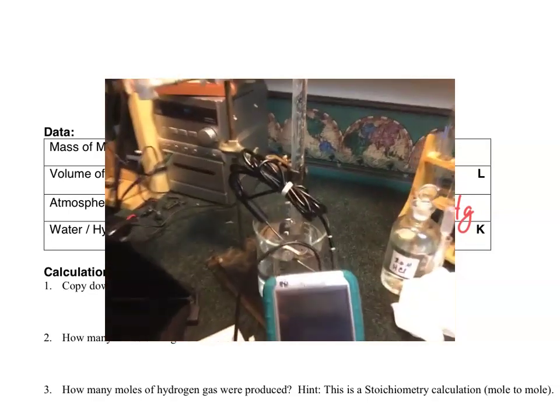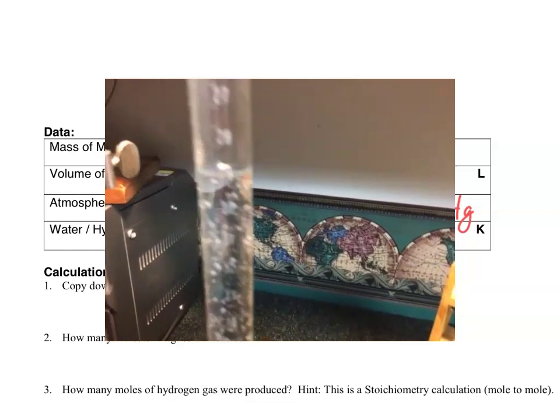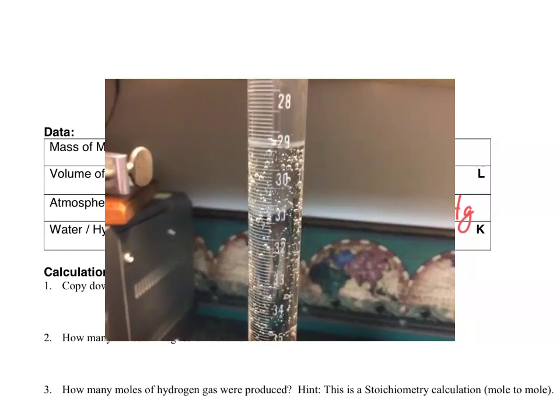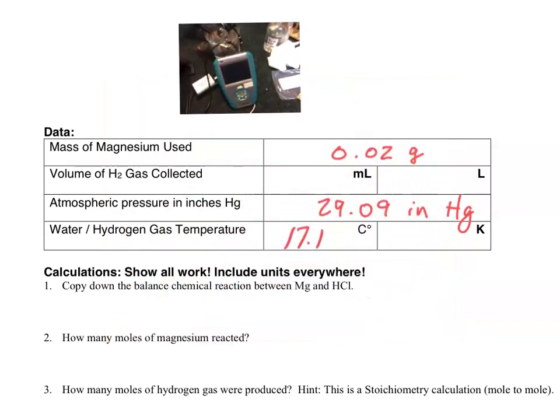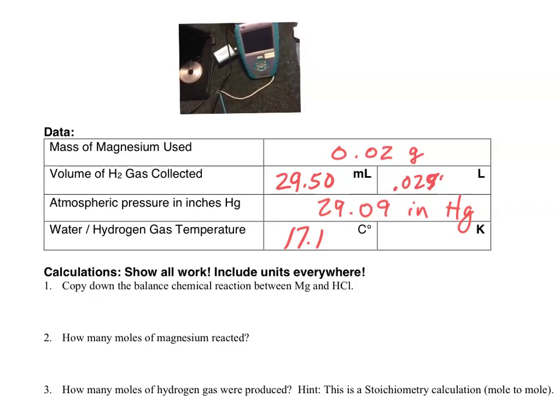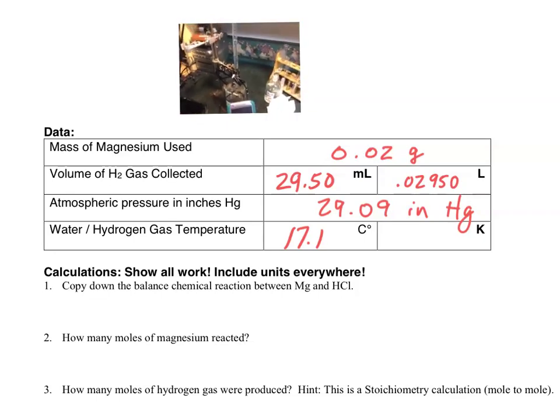The reaction is done, and we should get our final reading of the volume. It looks to be 29.50 milliliters. Translated, 0.02950 liters. Sorry about that. All right, that's it.